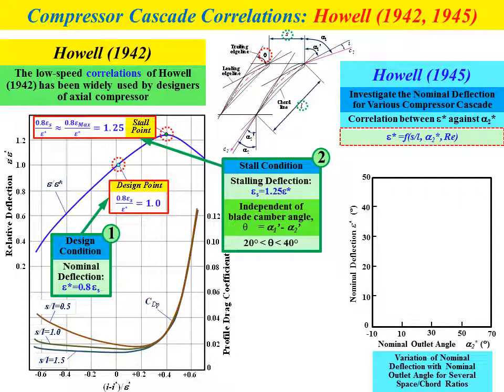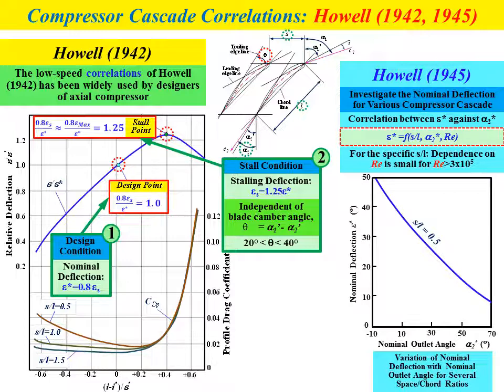and the value of nominal deflection angle is also affected by the value of alpha 2 star, the nominal outlet flow angle, and the last one is the Reynolds number. However, for a specific S over L, the dependence on Reynolds number is small for Reynolds number greater than 30,000. As we know, for Howell's investigation, the flow condition in terms of Reynolds number is around 30,000.